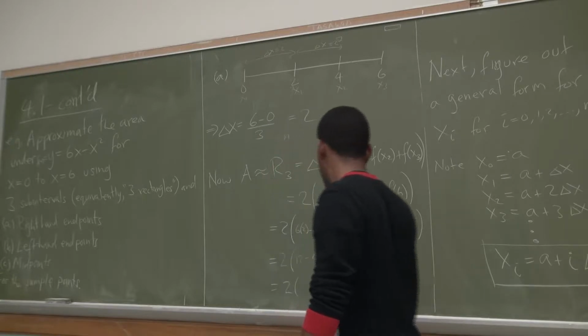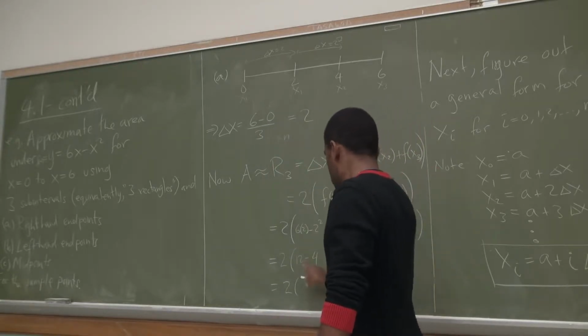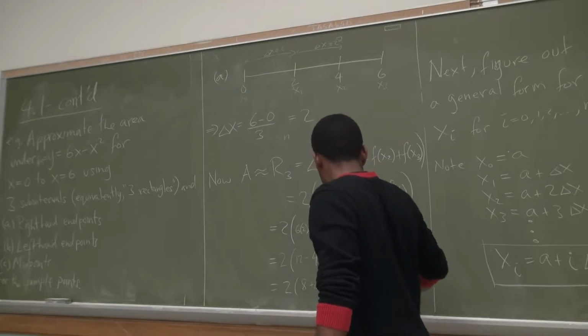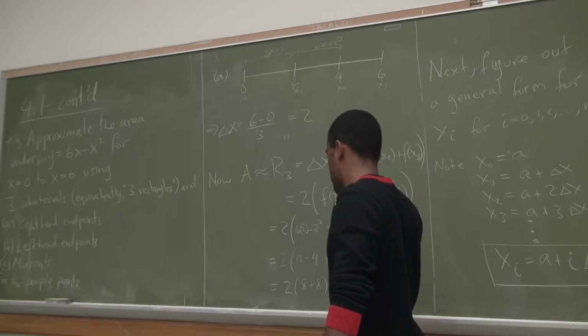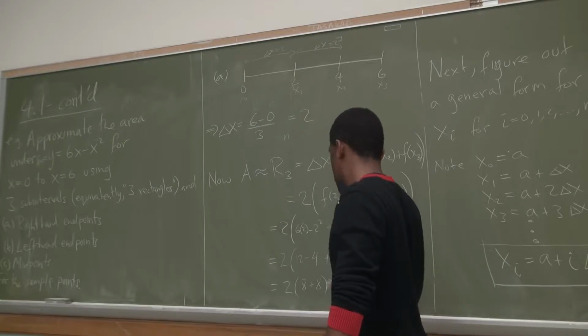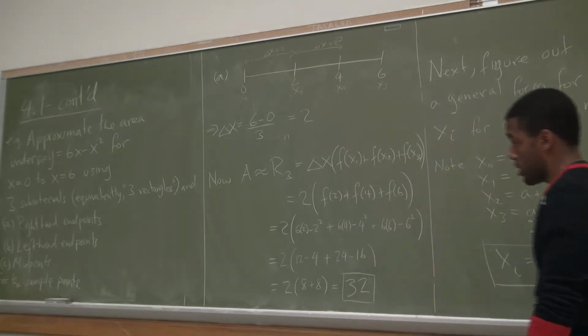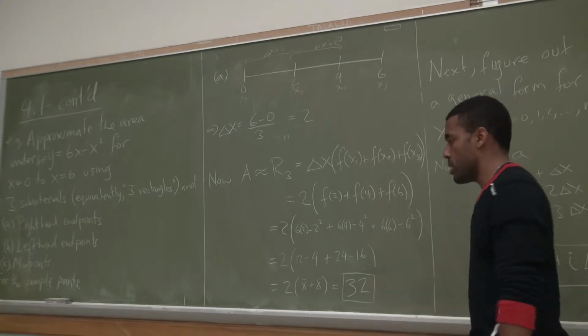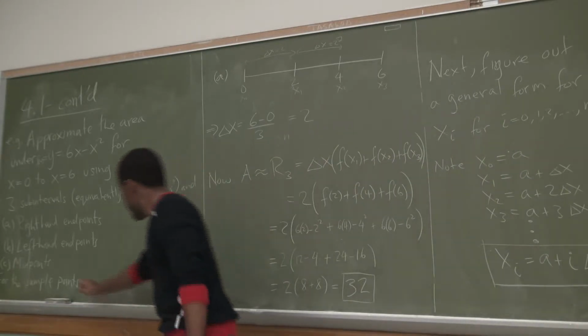So this is 2 times 12 minus 4 is 8 plus 8. So that's what? 32. So the area under the curve between 0 and 6 using right-hand endpoints is approximately 32 square units. That's all we're asking.